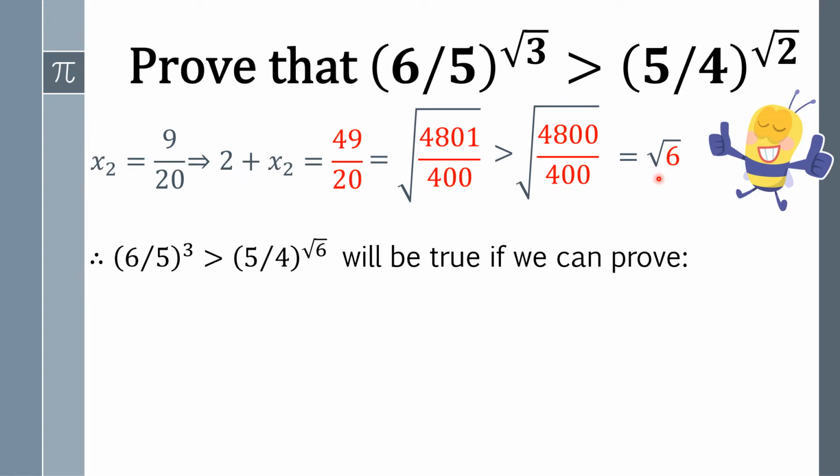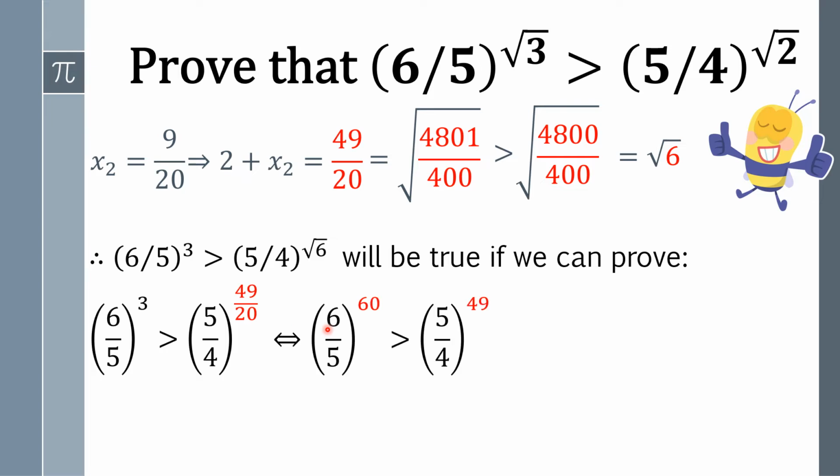In detail, (6/5)^3 larger than (5/4)^√6 will be true if we can prove (6/5)^3 larger than (5/4)^(49/20). And we will apply the 20th power on both sides, and we get (6/5)^60 larger than (5/4)^49.